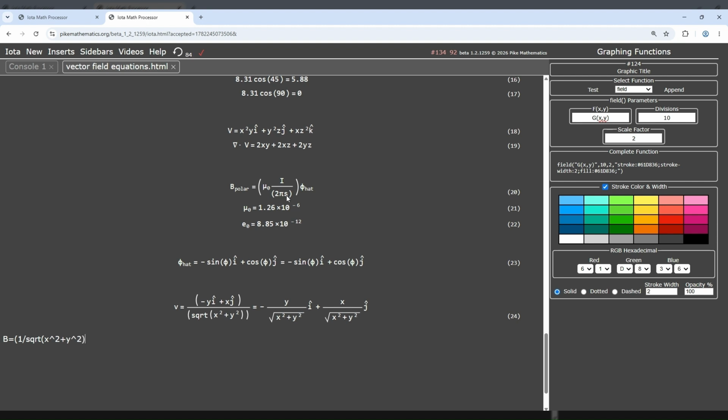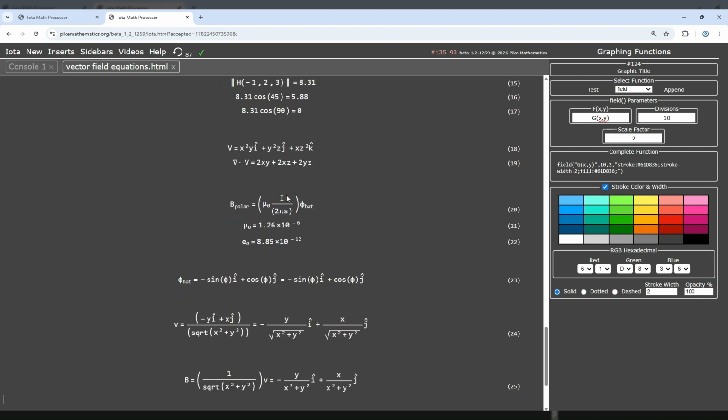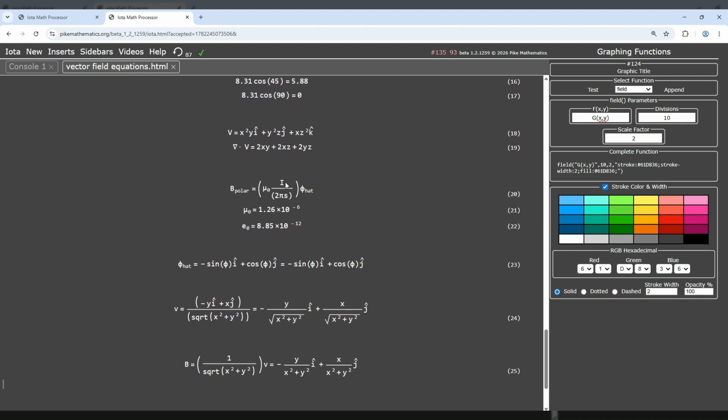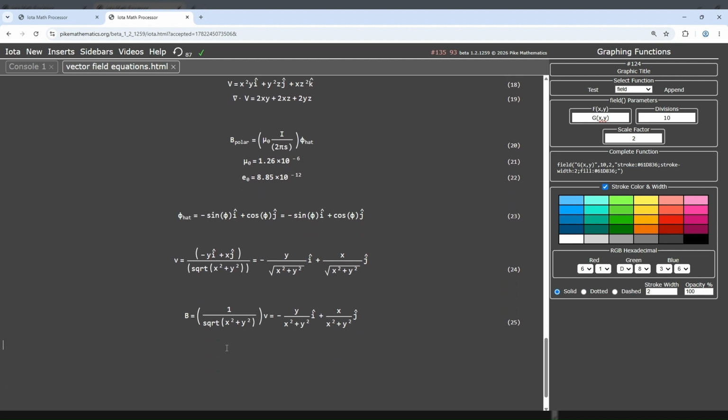Okay. And then if I take that and multiply it times v, that is going to give me my, let's see here. All right. So that gives me my magnetic field that's created by that infinitely long wire that runs along the z-axis with a current going in the positive z direction. So let's go ahead and graph that.